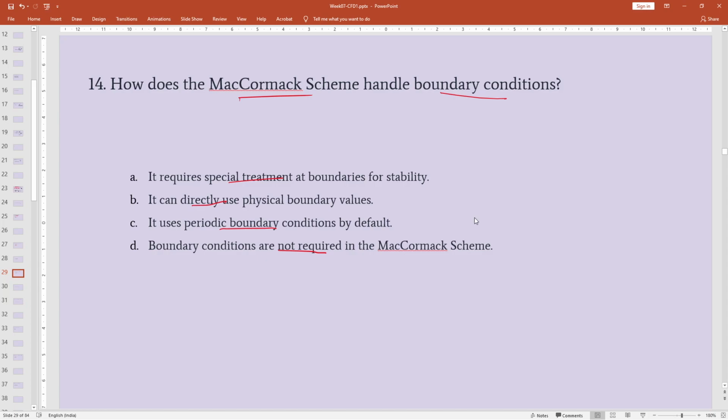Options are: it requires special treatment at boundaries for stability. Option B, it can directly use physical boundary values. Option C, it uses periodic boundary conditions by default. Option D, boundary conditions are not required in the McCormack scheme.